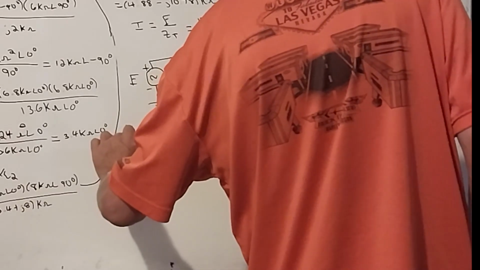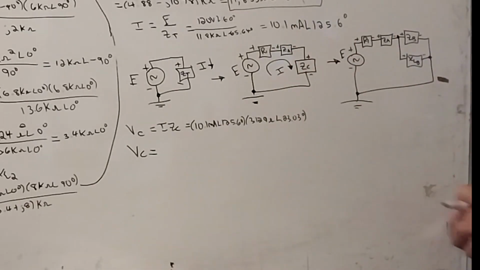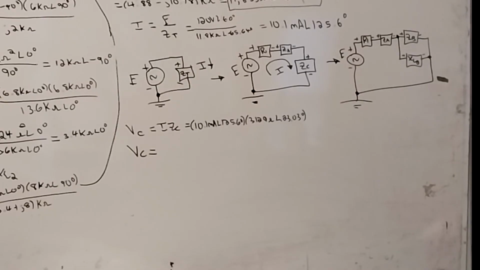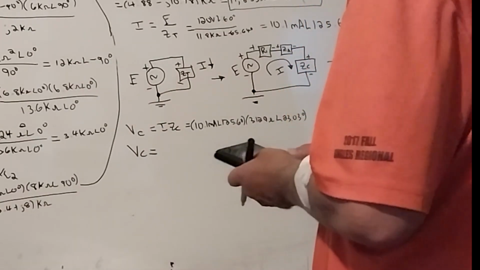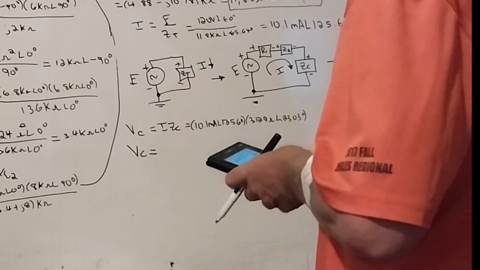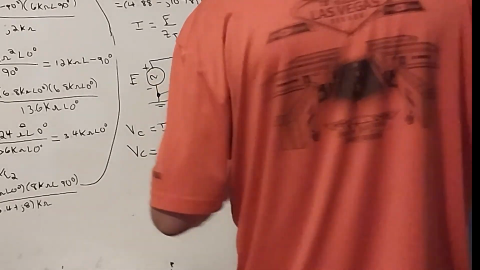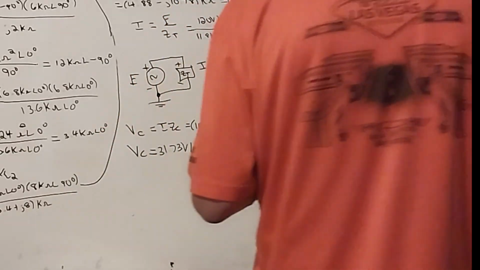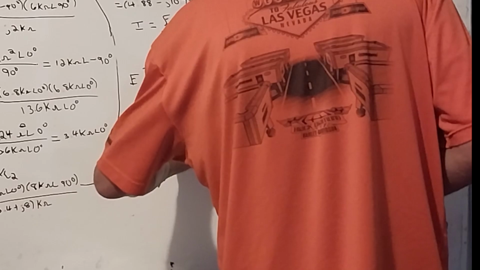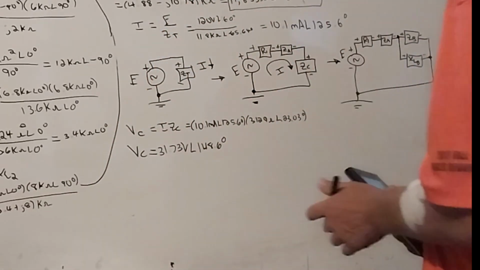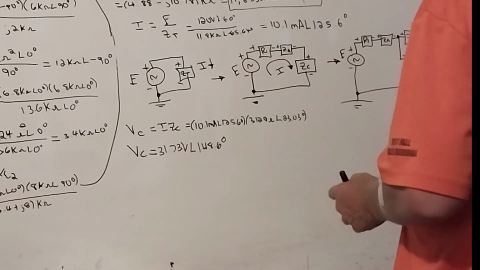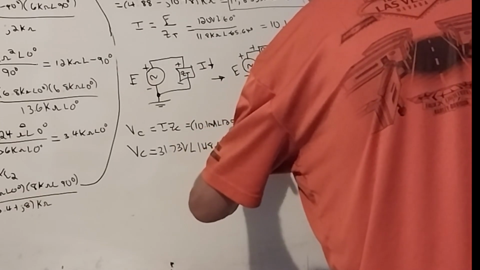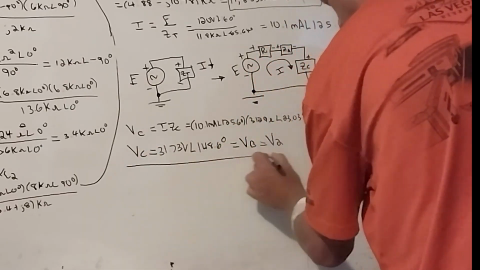Now our V sub C is going to be 31.73 volts, and that's at an angle of these values added together, which is 148.6 degrees. So here's our answer. That's V sub C, which is equal to VB, which is equal to V2. This is our answer for the second.